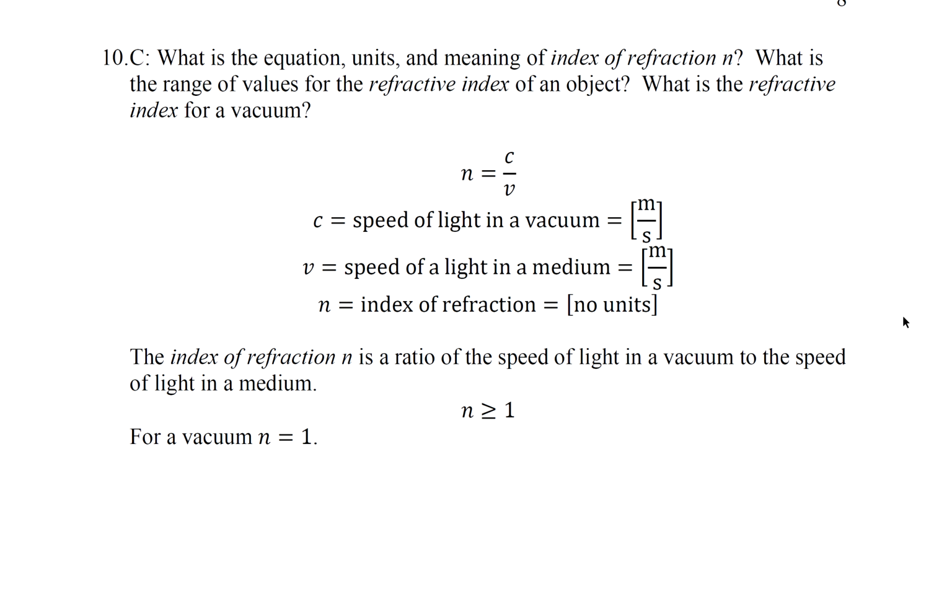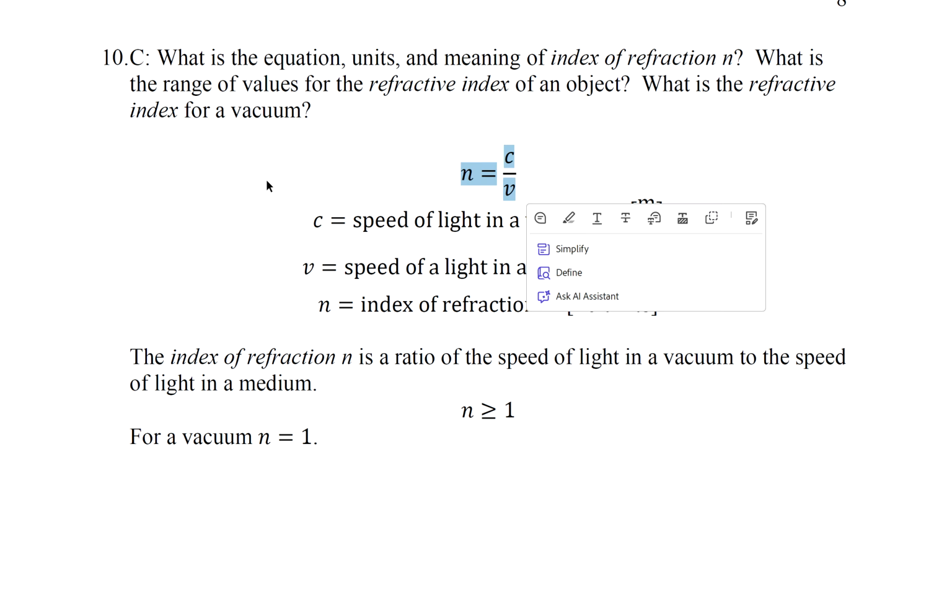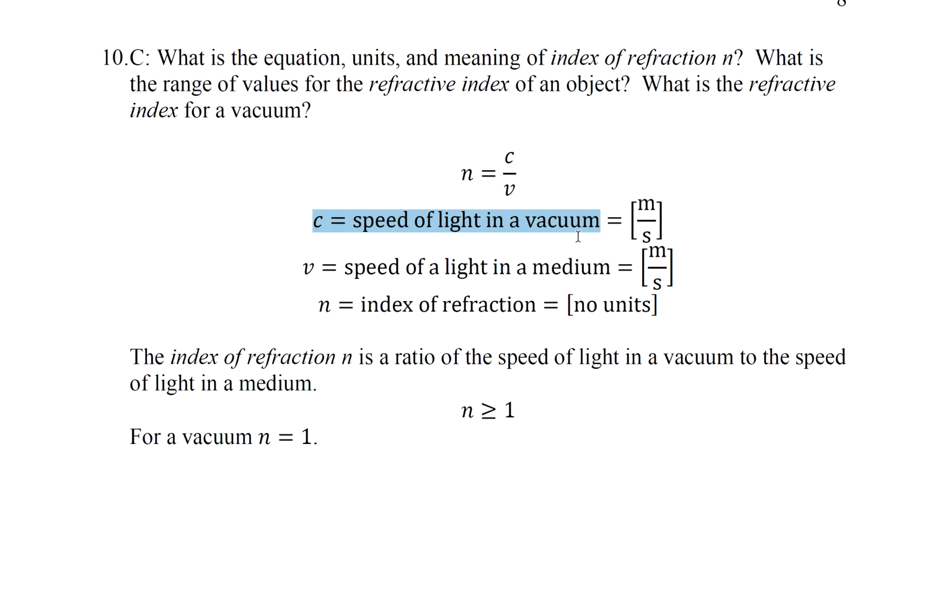Question 10. What is the equation, units, and meaning of index of refraction n? What is a range of values for the refractive index of an object? What is a refractive index for a vacuum? So little n equals c over v. C is the speed of light in a vacuum, which is 3 times 10 to the 8th meters per second.